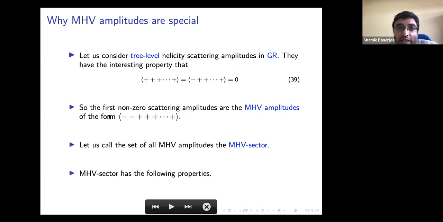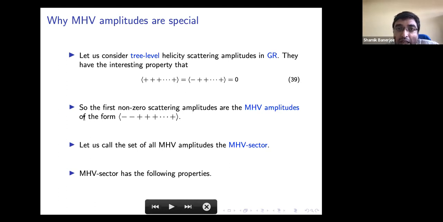Okay, so now, why are these MHV amplitudes special? We know that, let's just consider the tree-level scattering amplitudes in GR. They have this property that the scattering amplitude with all plus, or just one minus and the rest plus, are not there.